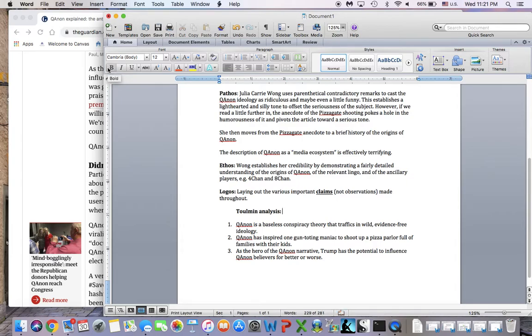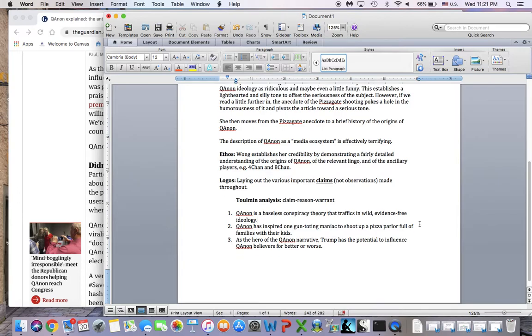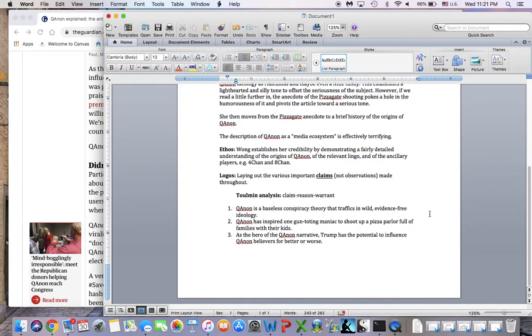We're going to break each claim into a triad of things. A claim, then the reason, and the warrant. Okay? So we have the claims written out. We've got the first part of the triad for each of these 3. It's claim, reason, warrant. QAnon is a baseless conspiracy theory that traffics in wild, evidence-free ideology. Well, to get to reason and warrant, reason you ask why. The immediate answer to why is your reason.